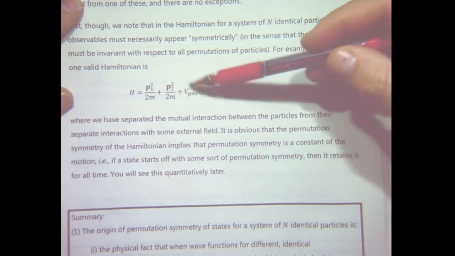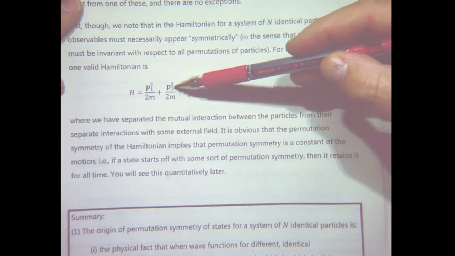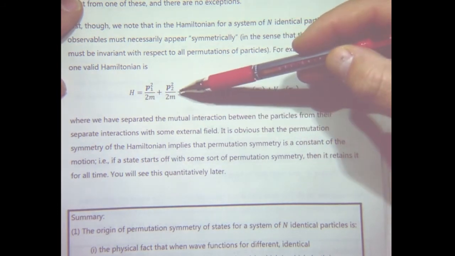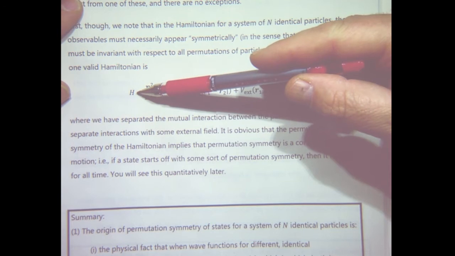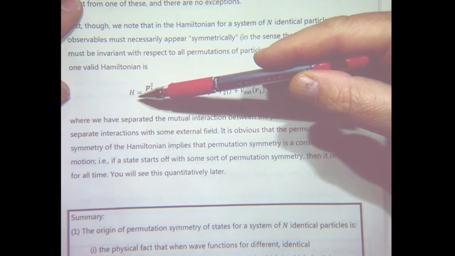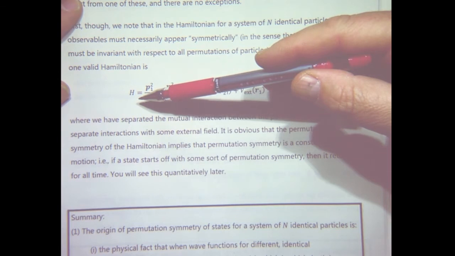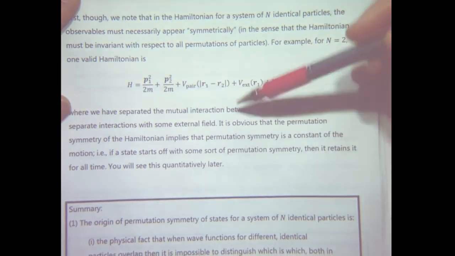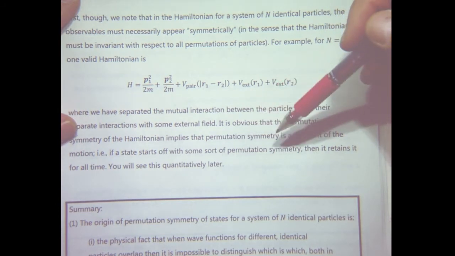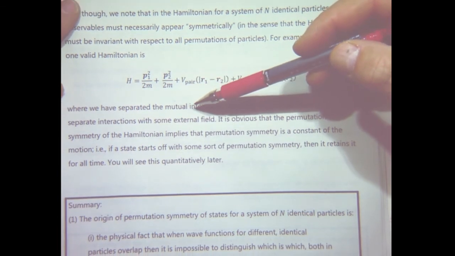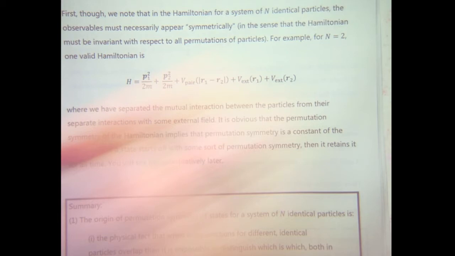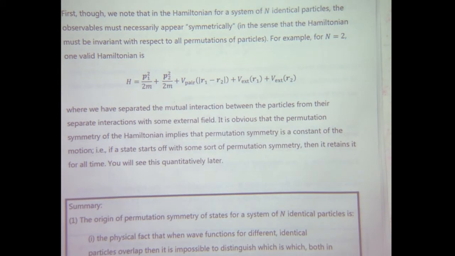One line of argument would be to start from the classical Hamiltonian, define a permutation operator for particles, and then the Poisson bracket commutes with the Hamiltonian. Therefore, it is conserved. The permutation operator is a conserved quantity in the classical case. In this case, you're going to get that the expectation value of the permutation operator is a conserved quantity. What that means is if a state starts off with a particular permutation symmetry, then it retains it forever. It never changes.